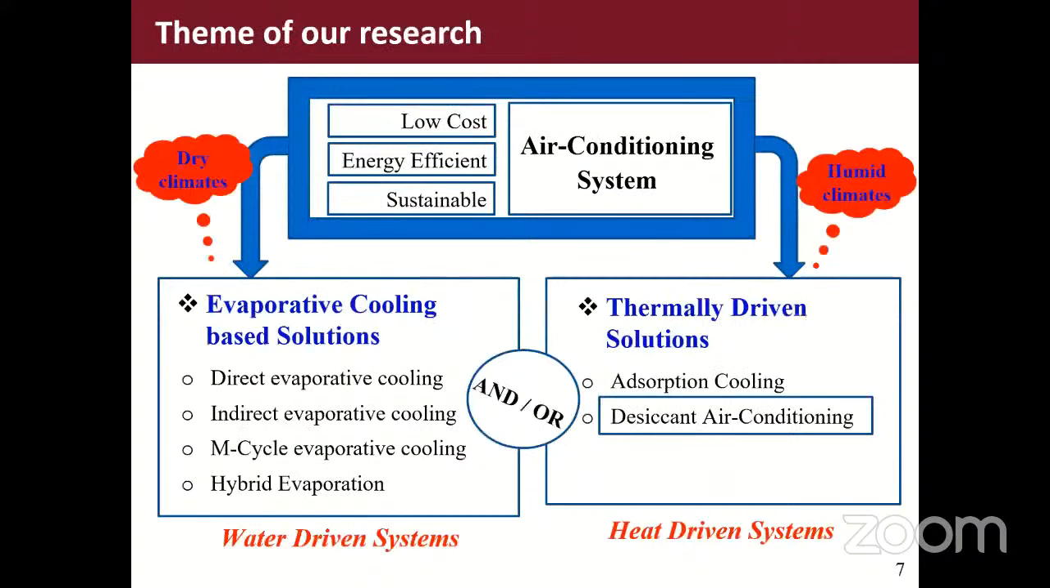In our lab at Bahauddin Zakariya University, I would like to share the theme of our research. Usually we are always looking for some kind of low cost, energy efficient and sustainable air conditioning system for agriculture applications. Our research theme is mainly divided into two categories: dry climatic conditions and humid climatic conditions. In the case of dry climatic conditions, we usually prefer evaporative cooling systems, which are mainly direct evaporative cooling, indirect evaporative cooling, and M-cycle evaporative cooling, and sometimes even hybrid evaporation methods.